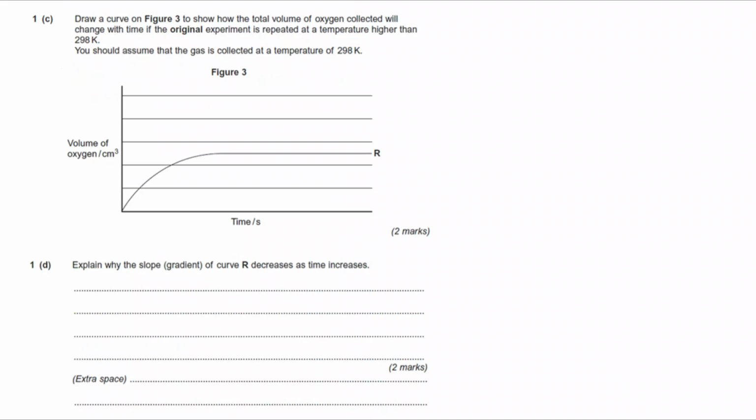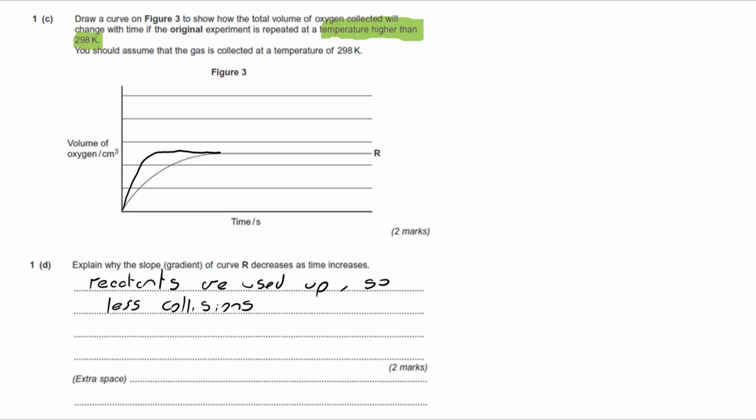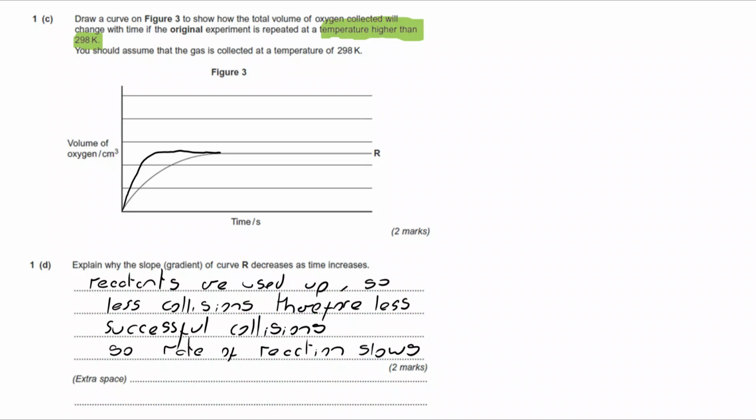And then finally, the difference that we've got here is a higher temperature. So we're not changing the amount of oxygen that we're going to make. So you get 1 mark for it being steeper because of the higher temperature and 1 mark for recognizing that it will stop at the same height as R. In terms of why it decreases over time, we've talked about this multiple times within the lesson. Reactants are used up, so there are fewer collisions, which means there are fewer successful collisions over time, which means that the rate of reaction slows down.